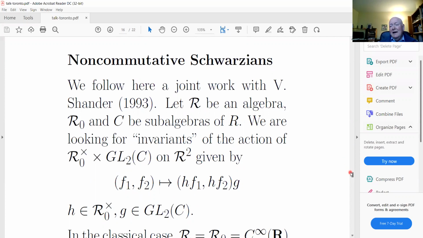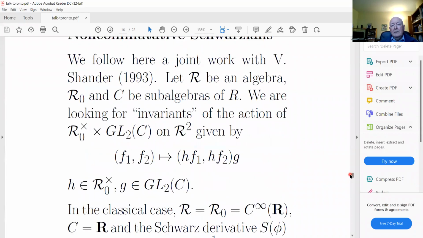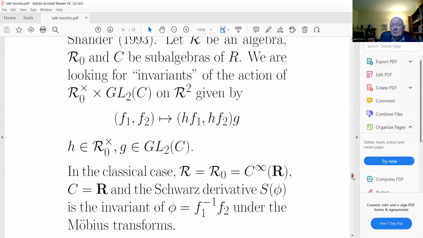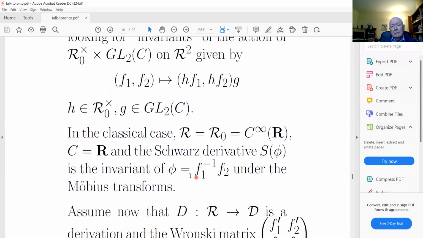Now, in the classical case, usually people do not do this, because they would consider the ratio of F1 to F2, say called phi, and then you do not need to consider the left action. You just apply these 2x2 matrices. This is like a Möbius transformation. And then you have the classical Schwarz derivative for phi.